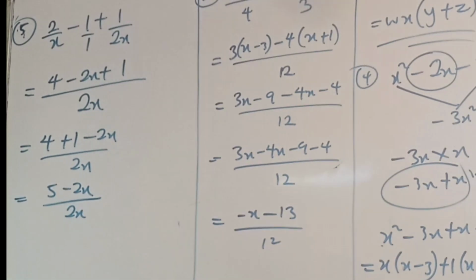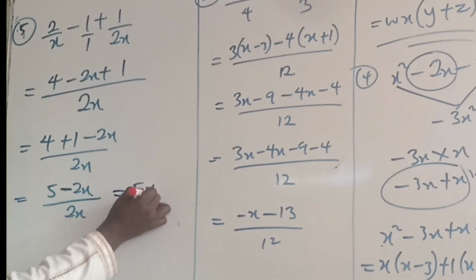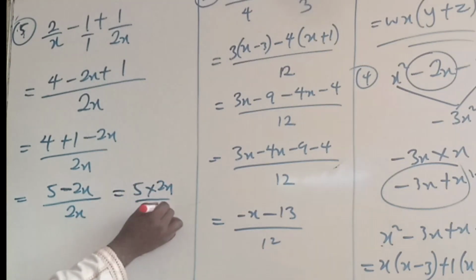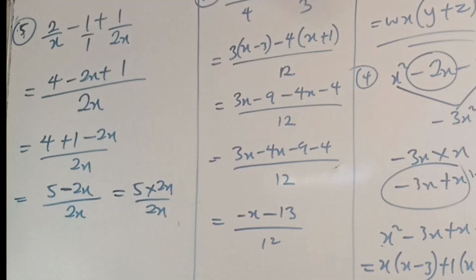The question is, can't we use this 2x to cancel this 2x? It will be wrong. Because what you have between this 5 and 2x is minus. Even if it is plus, you cannot do that. But whereby you have 5 times 2x divided by 2x, this is multiplication. So you can cut this. Your answer will be 5. But in the case of this one, you don't do that. You leave it like this. That's your answer. Is that clear? Good. So let's move on.